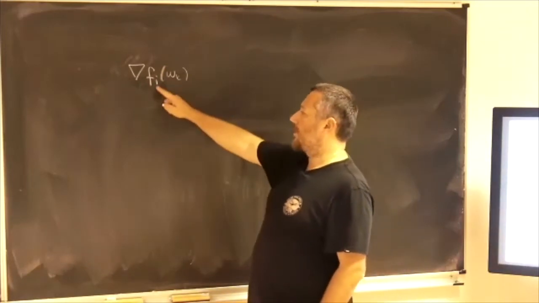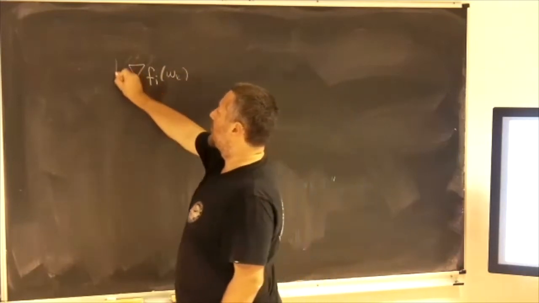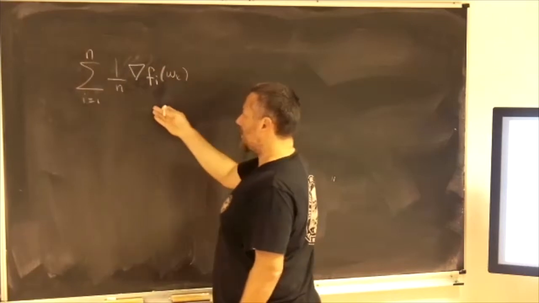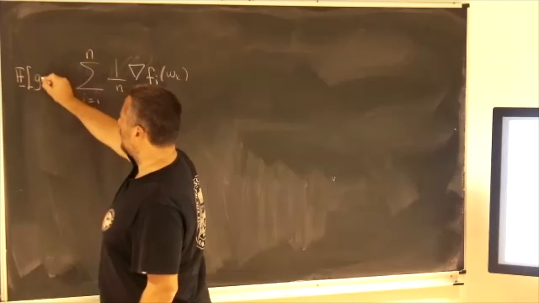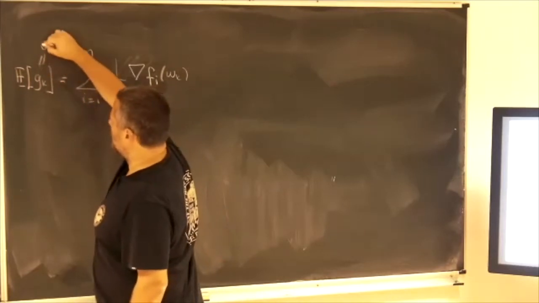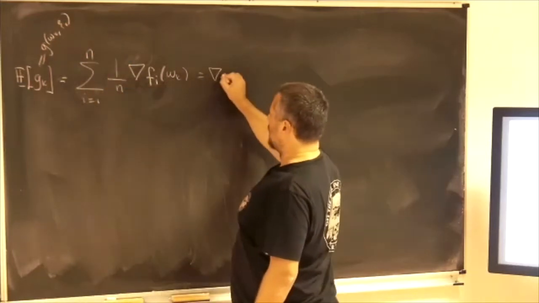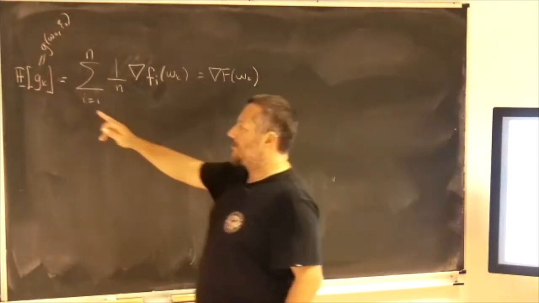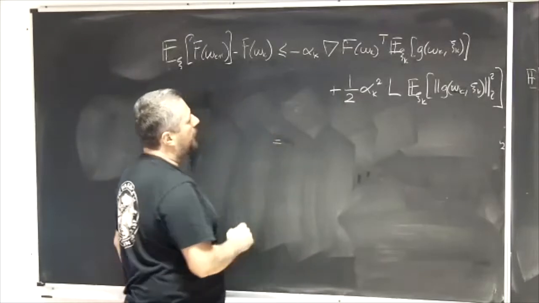Okay, what's the probability of choosing i out of all these points from 1 to n? We are assuming the distribution is uniform, so it's 1 over n. So if we add all of these, i goes from 1 to n, we get the expected value. So this is the expected value of the gradient. Let's call it gk. All right, so this is just g of omega k, xi k. And this is obviously the definition of the gradient of f.